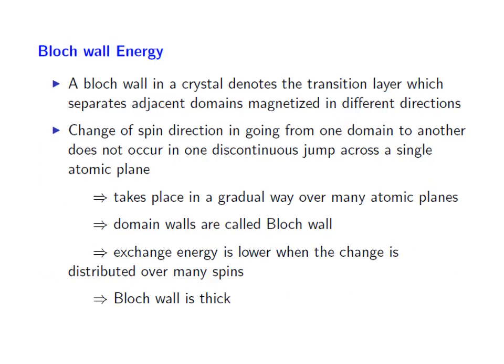I have explained the domain wall in slide number 13 in lecture 6 of ferromagnetism. That domain wall is called the Bloch wall. When we go from one domain to another domain, the magnetization gradually rotates within the domain wall. So it takes place in a gradual way over many atomic planes within the domain wall. The exchange energy is lower when the change is distributed over many spins.